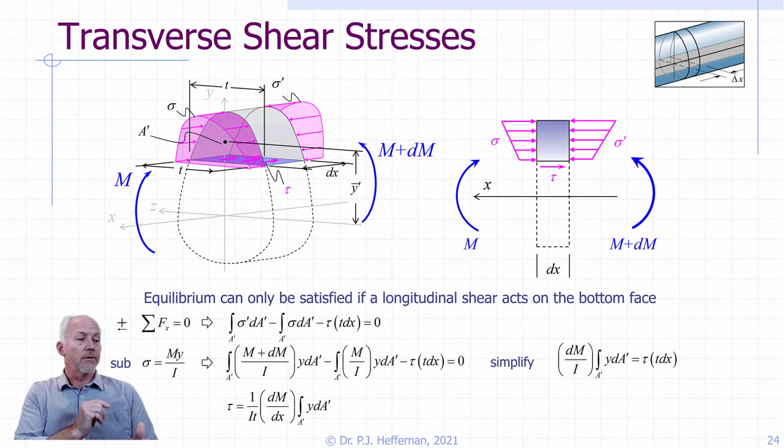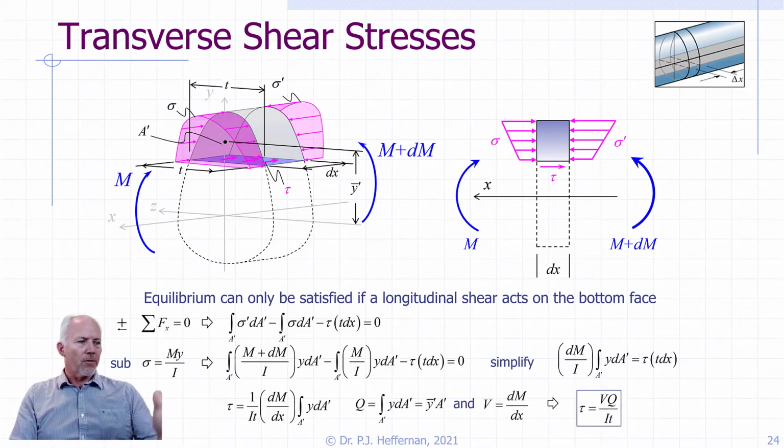So we can substitute in V for dM by dx, and the integral over the area of y dA was a geometric property Q. So there's our Q, there's our V. We substitute in Q and V for those, and we end up with our formula for shear stresses due to bending. Tau is equal to VQ divided by It, where V is our shear force, Q is our first moment of area at the point of interface where we're interested in, divided by our moment of inertia and the thickness of the cross-section at the point of investigation.